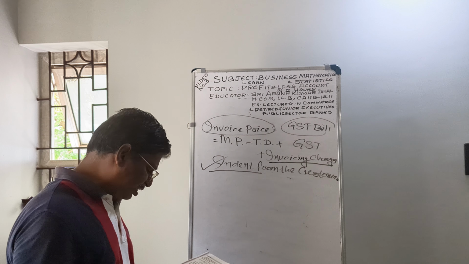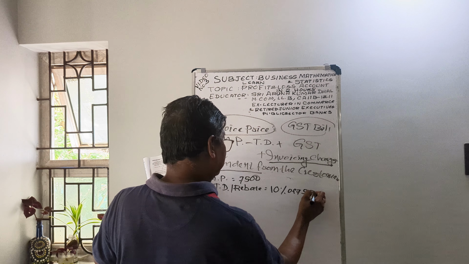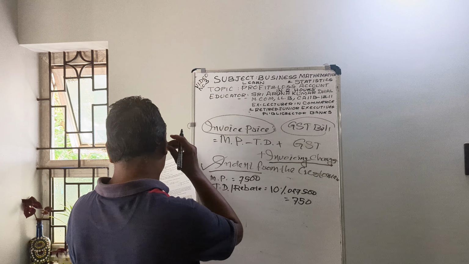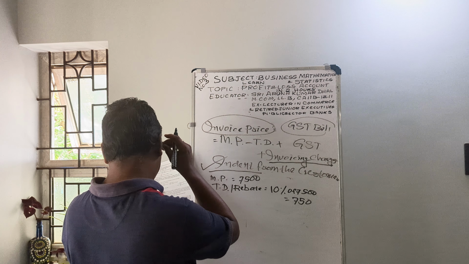A steel almirah is sold. The mark price of the article is 7500. The dealer allows a rebate, that is trade discount or rebate, meaning discount on the article, that is 10%. 10% of 7500 is 750. And charges for invoicing are rupees 343.75. Previously sales tax was there, now it is GST.